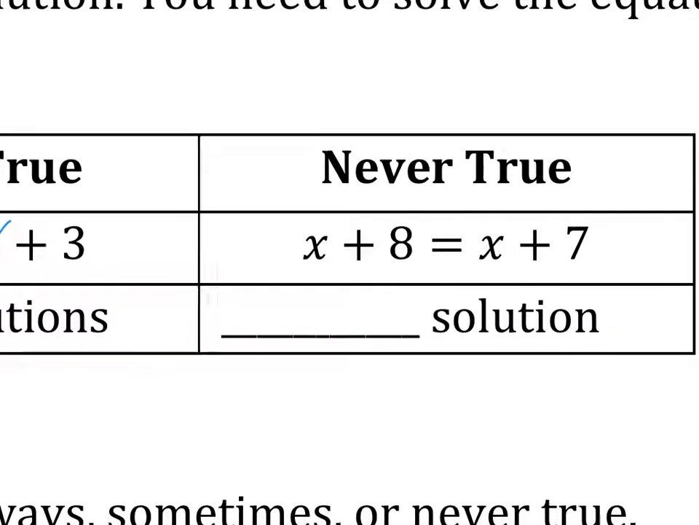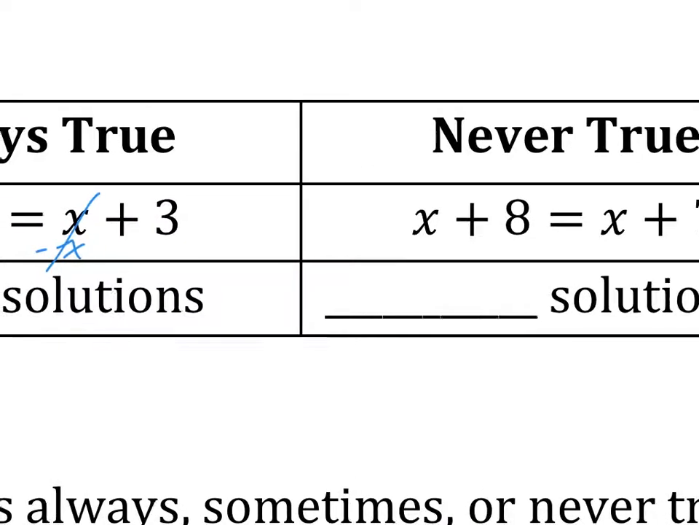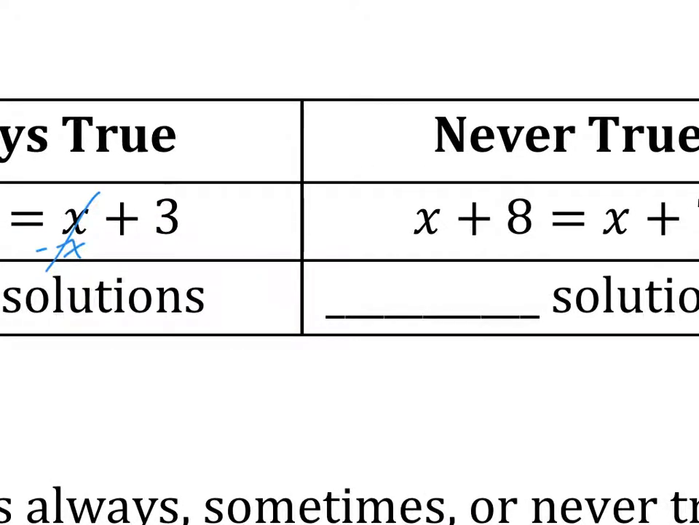The last one is this one. X plus 8 equals x plus 7. Same thing. If you get rid of x by subtracting x, you get 8 equals 7. Does 8 equal 7? No. So it's never true, or no solution. It doesn't even make sense.